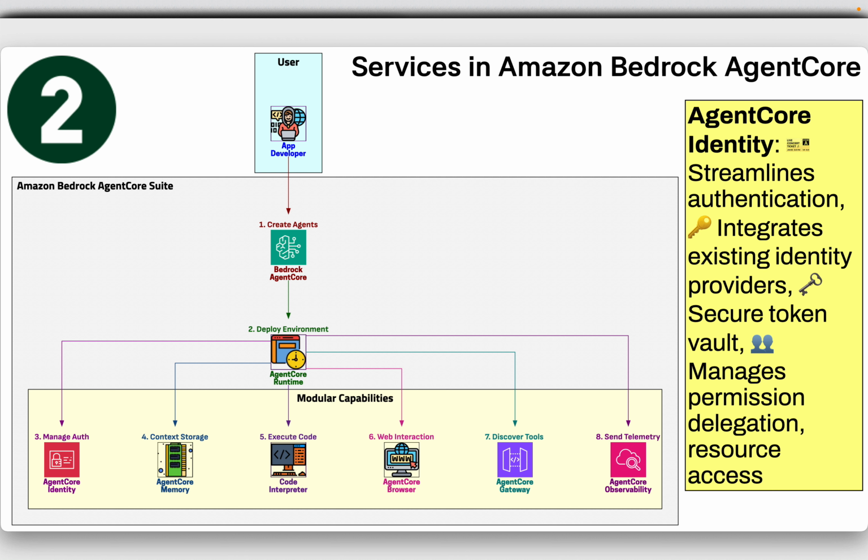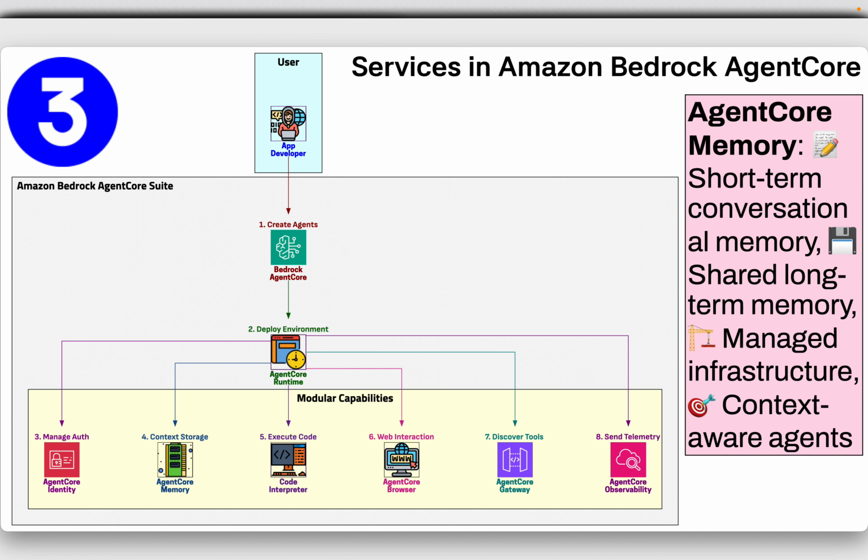Second service is AgentCore Identity. And AgentCore Identity streamlines authentication by integrating with existing identity providers and using a secure token vault to manage permission delegation and resource access. Third service is AgentCore Memory, and this simplifies the creation of context-aware agents by providing managed infrastructure for both short-term conversational memory and shared long-term memory.